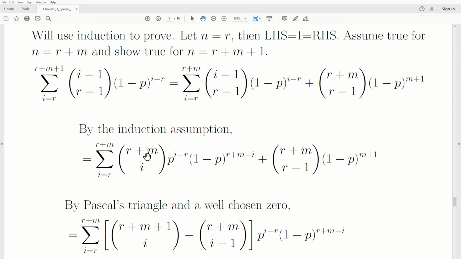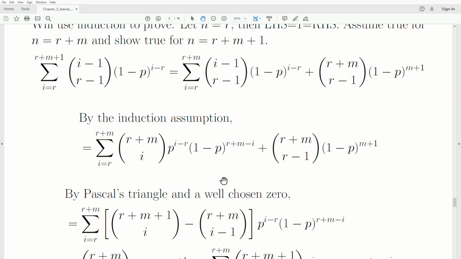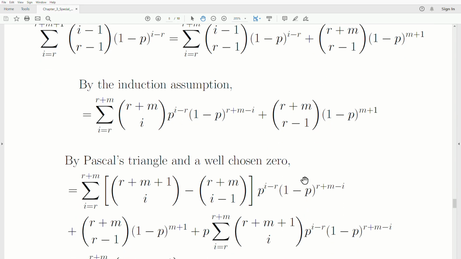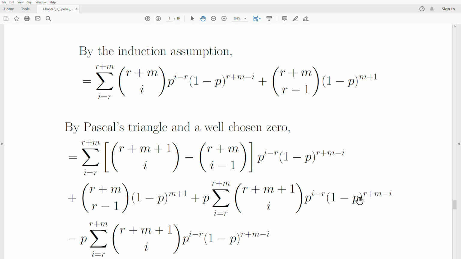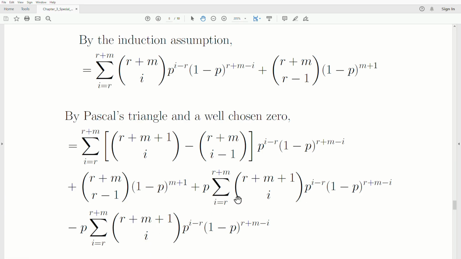So this piece here is using Pascal's triangle, and the way you sum binomial coefficients, this is equal to this piece. Otherwise, everything comes down. This piece is here, and then we add this expression and then subtract it. And so this, we're adding 0. It's a well-chosen 0.